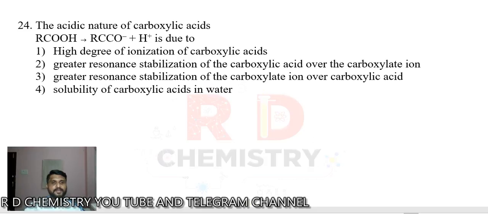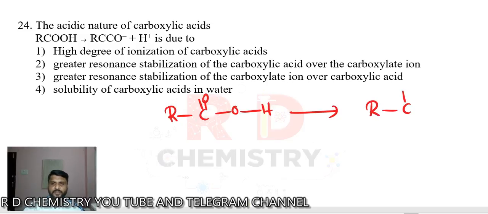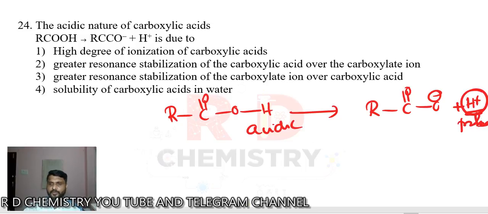Question number 24. Acidic nature of carboxylic acid; they have asked here what the ionization is due to. See here, carboxylic acids are acidic in nature. Any substance that releases protons in solution is called acidic in nature. So H plus is produced. That means this carboxylic acid is acidic in nature because it produces protons here, correct? It produces a proton. Now what will happen? Once this carboxylate ion is produced, this is known as the carboxylate ion. See the word carboxylate is given here.